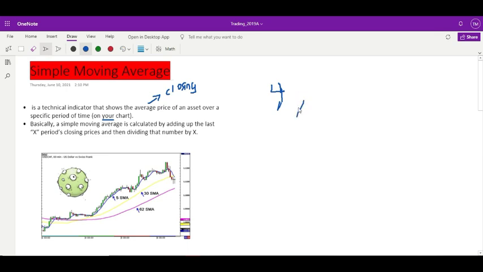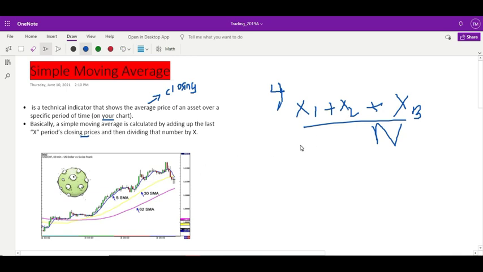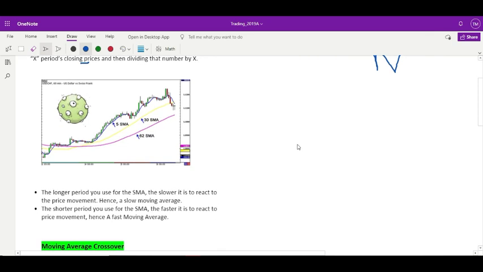Let's say the first one is X1 plus X2 plus X3, divided by what? By n. So for this case maybe it's 3, so it will be 1 plus 2 plus 3. It depends on the closing. These are closing prices, so that's why we say the average of the last periods of closing price, then divided by X, that number of X. So that's what we call a moving average.